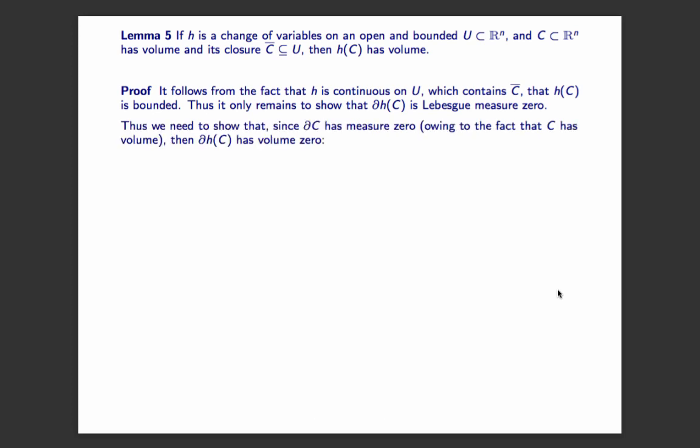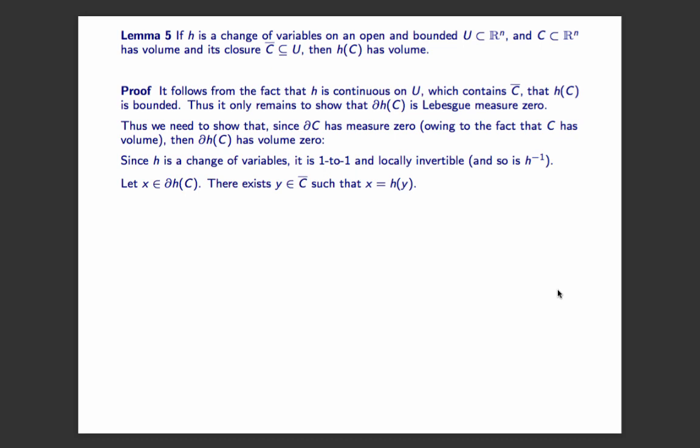Thus, we need to show that since the boundary of C has measure 0, owing to the fact that C has volume, then the boundary of h of C has volume 0. So this is our goal. Now, since h is a change of variables, it's one-to-one and locally invertible. And of course, so is its inverse. So let x be on the boundary of h of C. Then there exists a y in the closure of C such that x equals h of y.